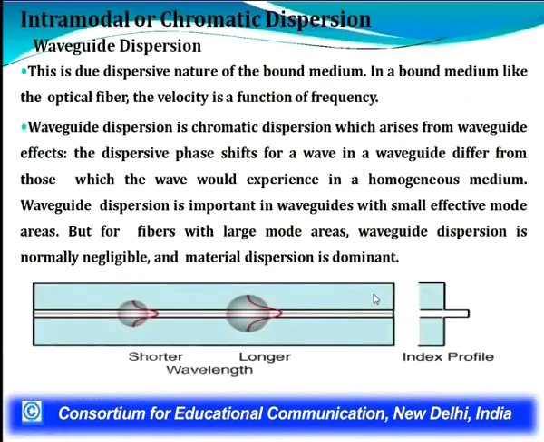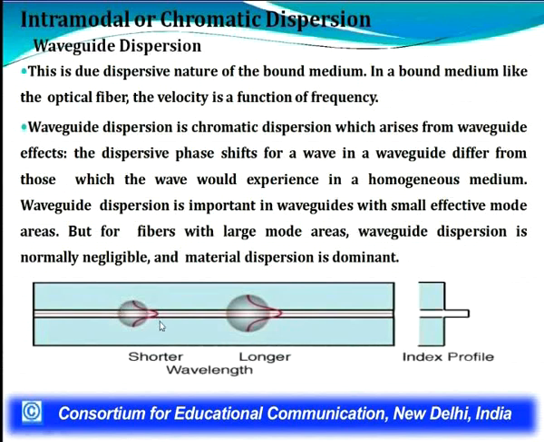Next is the waveguide dispersion. It is also part of the intramodal chromatic dispersion. In this we have the dispersive nature of the bound medium. In a bound medium, like optical fiber, the velocity is a function of the frequency. It means the velocity will change according to the frequency of the light. The waveguide dispersion is a chromatic dispersion which arises from the waveguide effect.